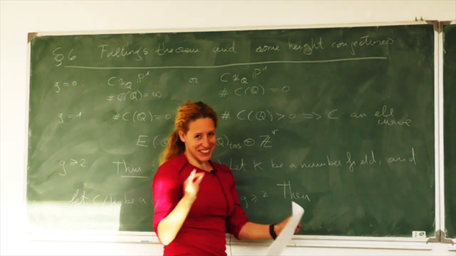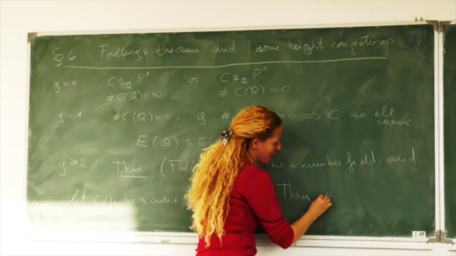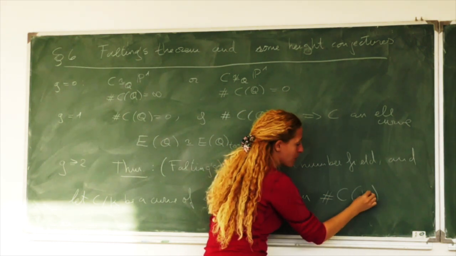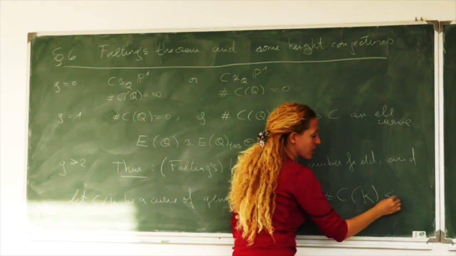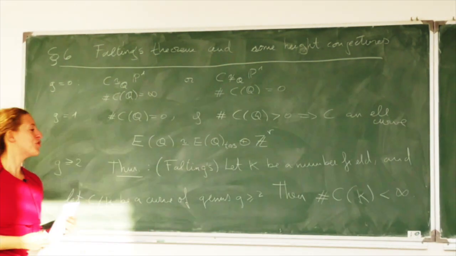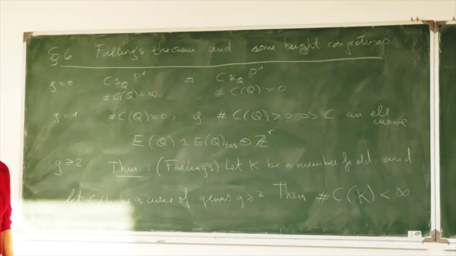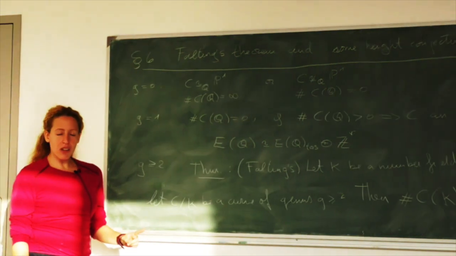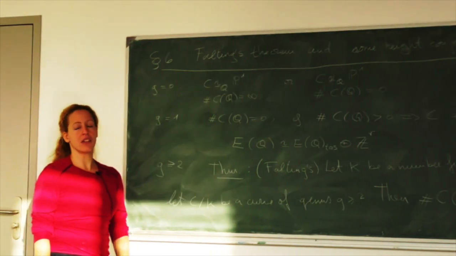Then, and this is the result, the number of points of the curve over K, the number field, is finite. So, for genus greater or equal than 2, we cannot have an infinite number of points. Not only over the rationals, but over any number field that we fix.